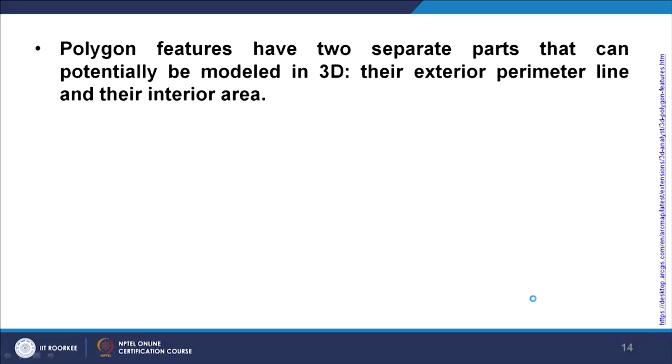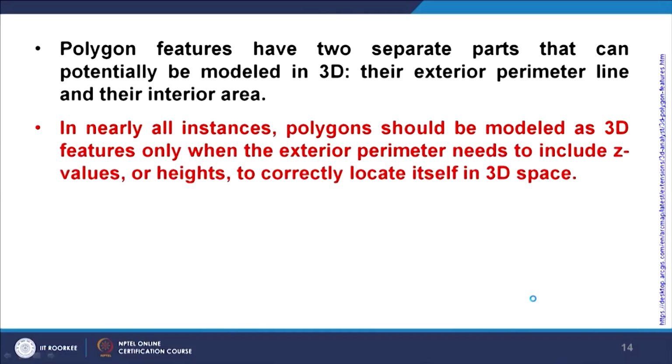Now, as I have already touched on, just to recap: polygon features have two separate parts that can potentially be modeled in 3D, their exterior perimeter line and their interior area. Because outside is open, there we cannot have a perimeter. For inside we can definitely measure the area, but the information for outside is also stored. And in nearly all instances, polygons should be modeled as 3D features only when the exterior perimeter needs to include a Z value.